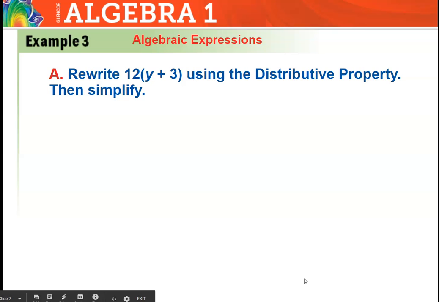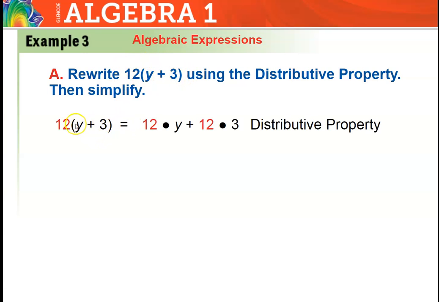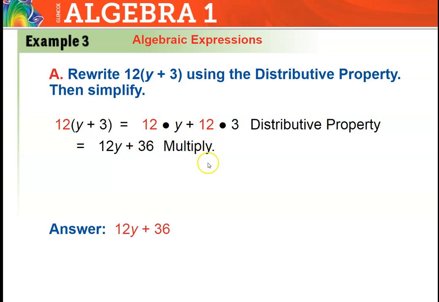Okay, so for our first example, rewrite 12 times y plus 3 using the distributive property, then simplify. Well, to do that, we're going to go ahead and multiply our 12 times y and our 12 times 3. So 12 times y plus 12 times 3. That's our distributive property. Simplifying, 12 times y is 12y. 12 times 3 is 36. So there's your answer, 12y plus 36.